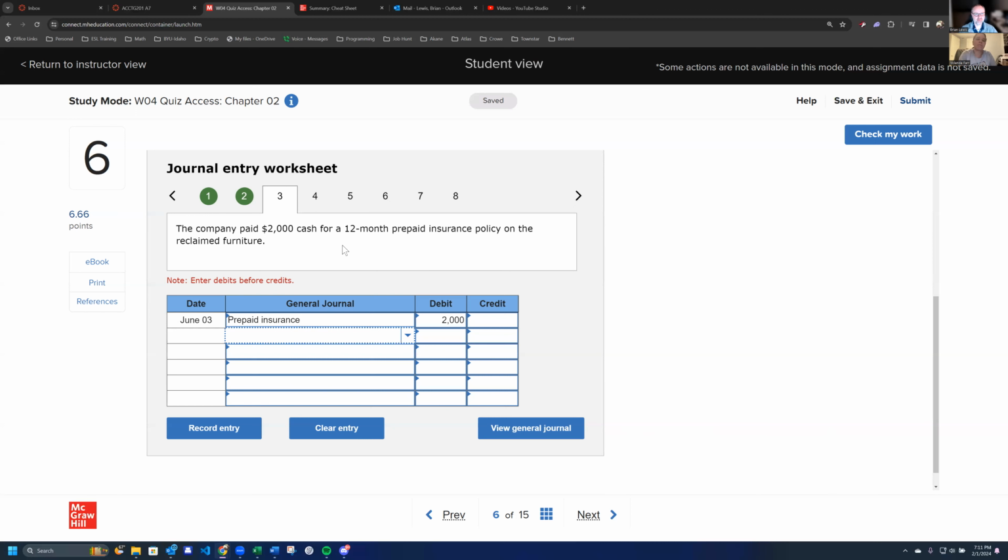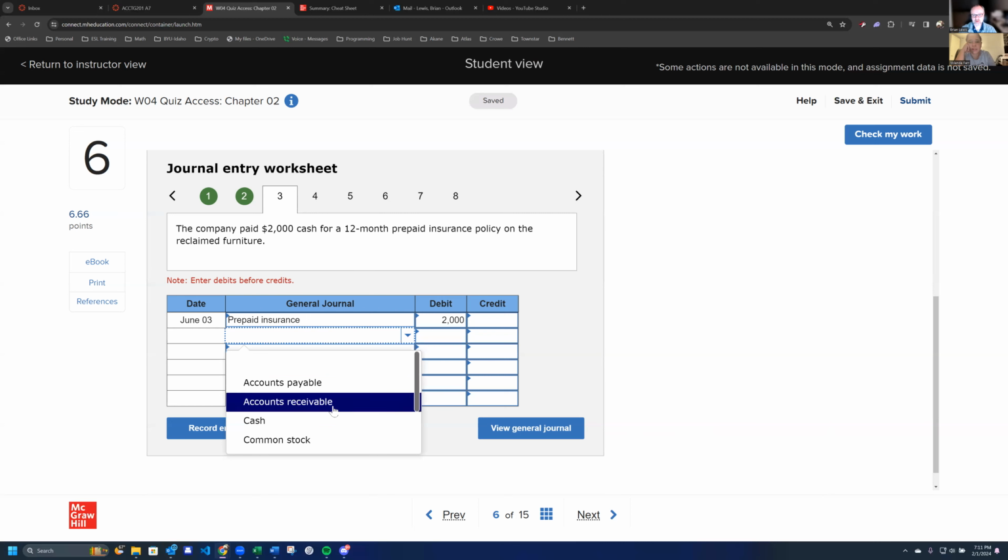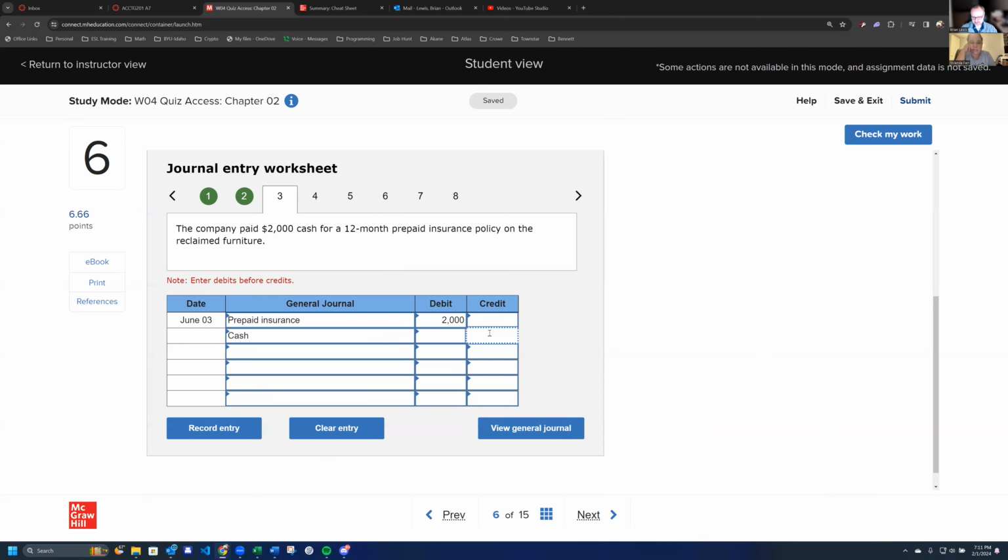We don't think about monthly, we just think about what happened in that moment, that very specific transaction. Because in the future, yes, you'll have an expense, but that expense will be a debit to the expense account and a credit to prepaid, because you're reducing the prepaid amount for every month after that. Okay, so then it's going to be cash, credit 2,000. Exactly. Yep. So that is that one.